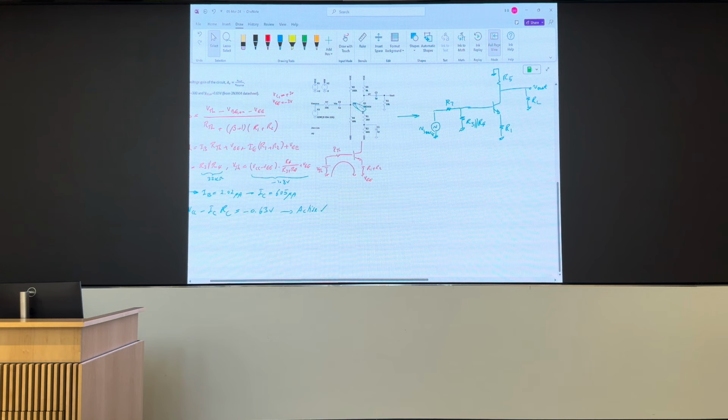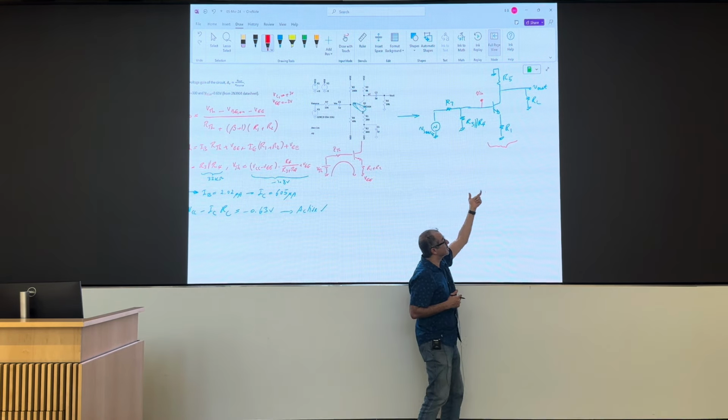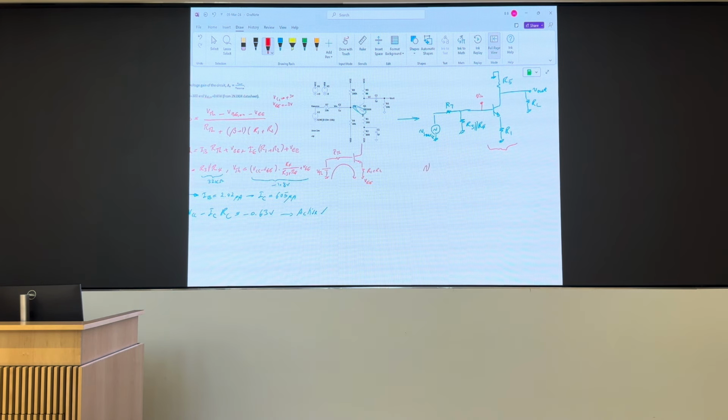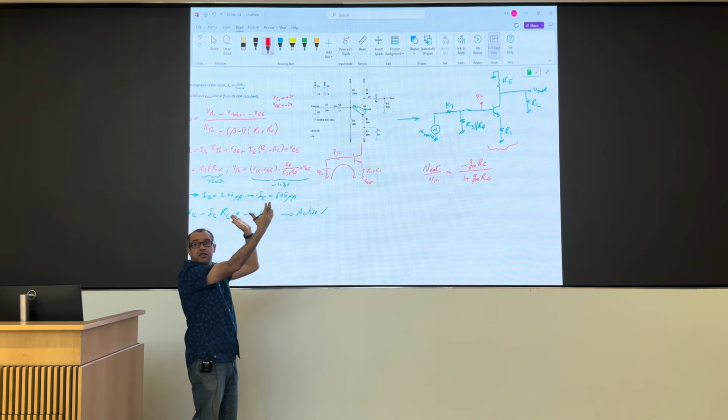What is the formula? The formula I have for gain says, if you look at this, this is V in, we call this V in. It says V out over V in for that stage, for this portion of the circuit, is minus gm RC over 1 plus gm RE. Right? That's the circuit I've analyzed before a million times.